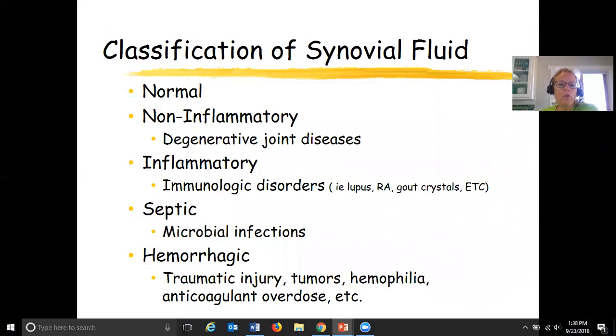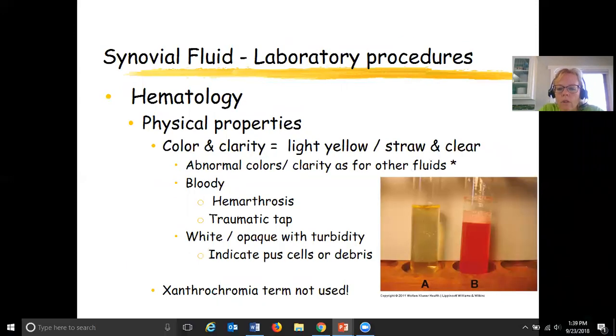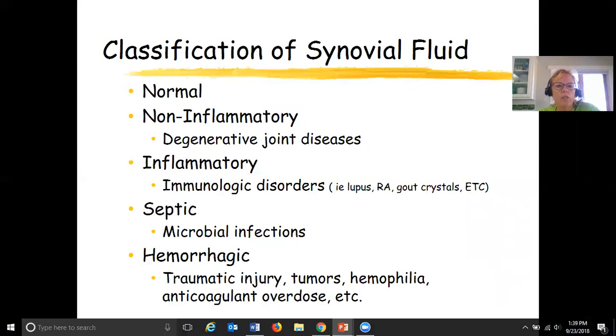So we classify it according to one of these 5 categories: normal, non-inflammatory, inflammatory, septic, or hemorrhagic. If you look on page 218, it has all the qualities of how to classify these synovial fluids, and you need to be familiar with that.